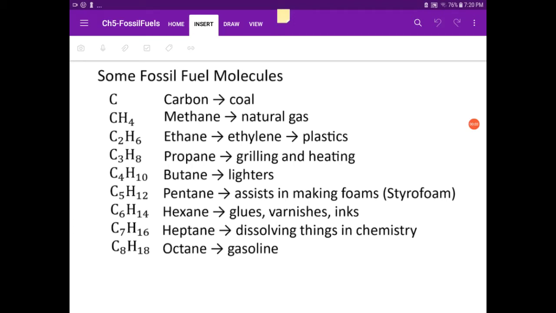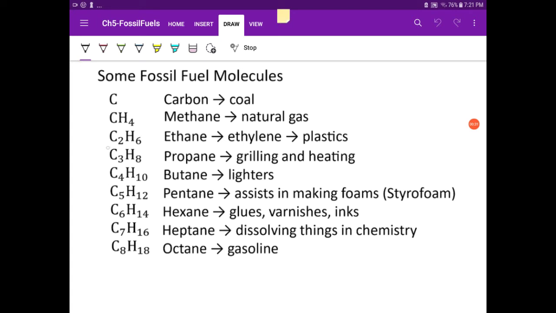Chapter 5 is about fossil fuels, and when we talk about fossil fuels, what we mean are carbon-based molecules that we call hydrocarbons. That just means that they're made up of carbon and hydrogen. And so a few of them, starting from the smallest up to sort of a middle-sized molecule, would be carbon. The chemical formula is C. That's what primarily makes up coal.